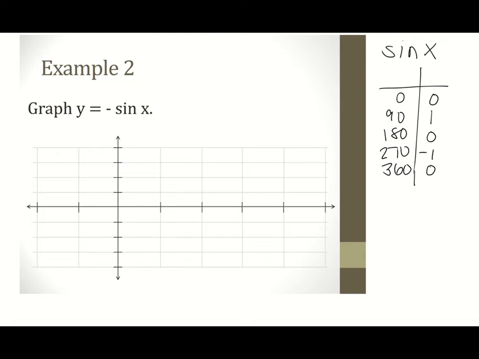So we're essentially flipping it. So we're multiplying by -1. So I'm going to take all my y values and multiply by -1.